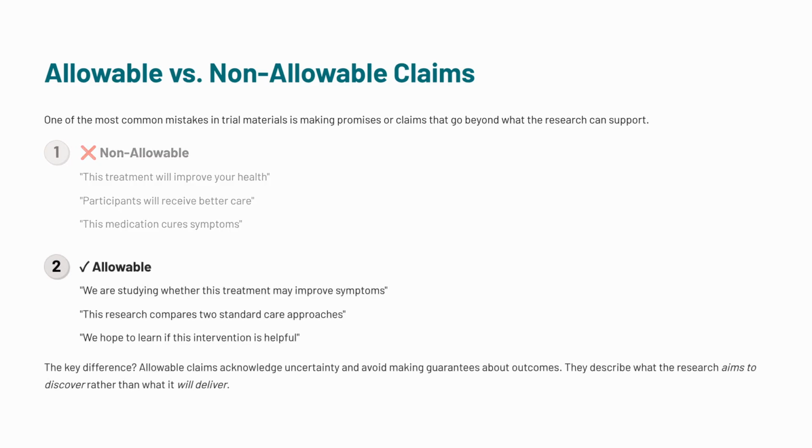What you can say needs to be grounded in uncertainty and purpose. We're studying whether this treatment may improve symptoms. This research compares two usual care approaches. Or, we hope to learn if this intervention is helpful. The difference is that allowable language stays honest about what's unknown. It describes what the research is trying to discover, not what it will deliver.